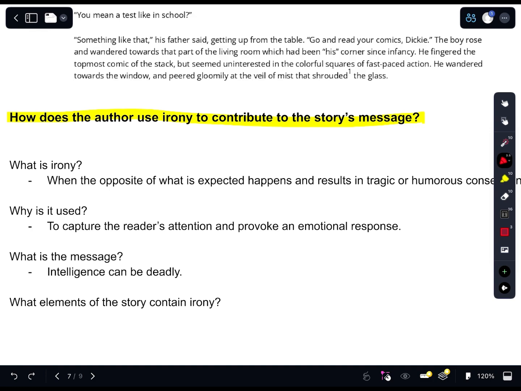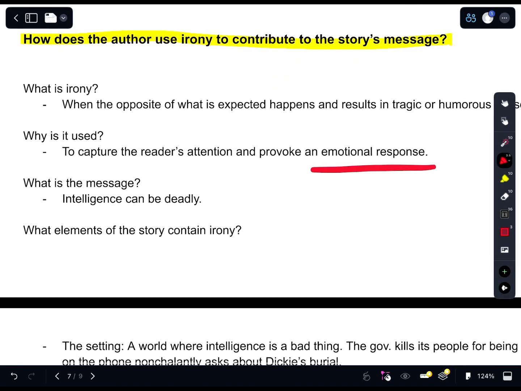And irony is a great tool to use to keep their attention. But you can keep their attention and you can also make them think. And how do you make people think? Well, a really good way to make people think and analyze things is to get them to have an emotional response.